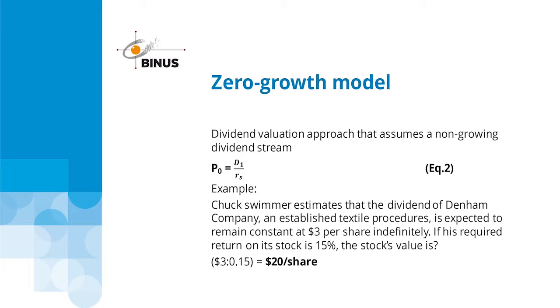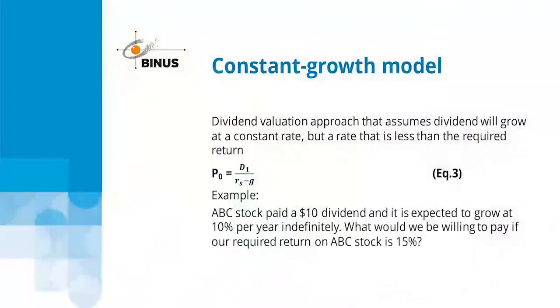For example, Chuck Swimmer estimates that the dividend of Denham Company, an established textile producer, is expected to remain constant at $3 per share indefinitely. If his required return on its stock is 15%, the stock's value is $3 divided by 0.15, and they get $20 per share. The second one is the constant growth model, a dividend valuation approach that assumes dividends will grow at a constant rate, but a rate that is less than the required return.